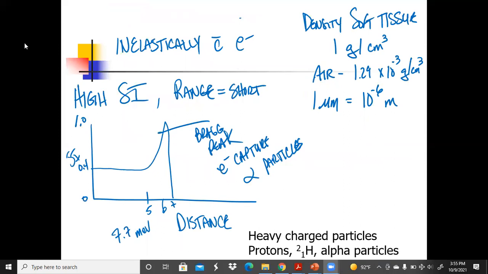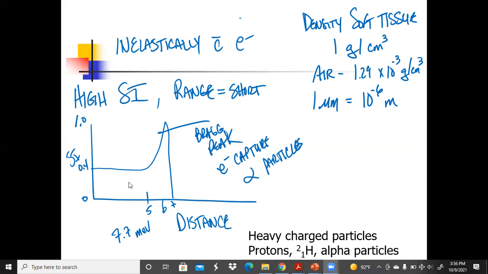Here we have the inelastic type of reactions with electrons. We have specific ionization, which is considered to be high at a particular distance here. We have a Bragg peak, so that as it goes into a substance of a particular distance, you can see that it shoots up and peaks and then eventually just drops off. In other words, the electron either gets captured or meets some other fate.